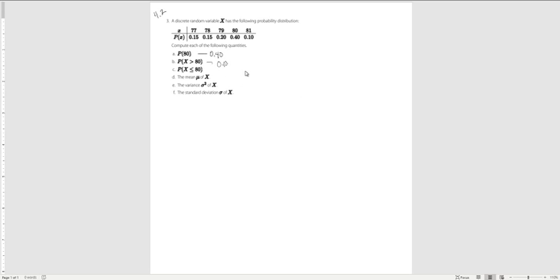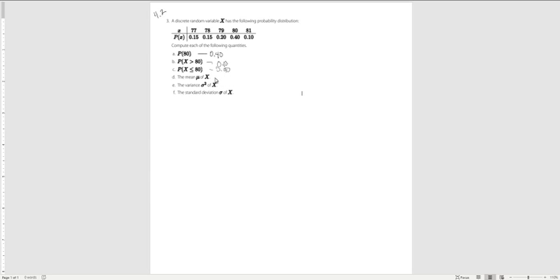The probability that x is less than or equal to 80: we would sum all the probabilities for values less than or equal to 80. Or we could notice that it's the opposite, so we could have 1 minus the probability that x is greater than 80. Let's add it the other way. 0.15 and 0.15 is 0.3, plus 0.2 is 0.5, plus 0.4 is 0.9. So here we have 0.90. So 0.90 and 0.10 is 1.